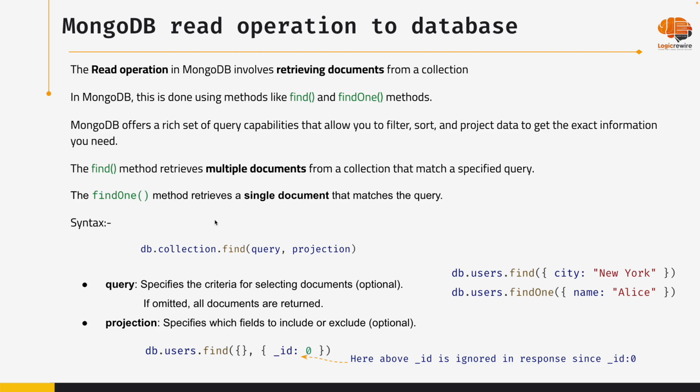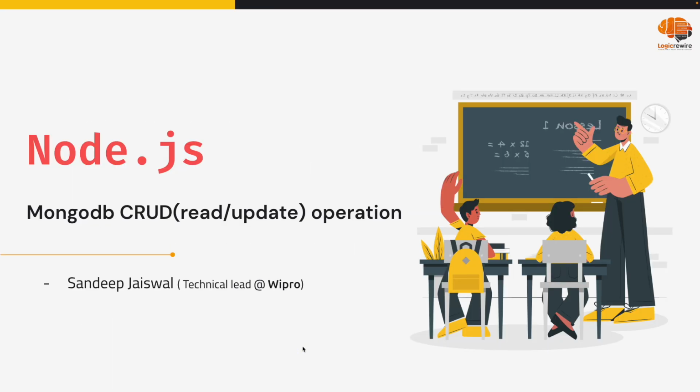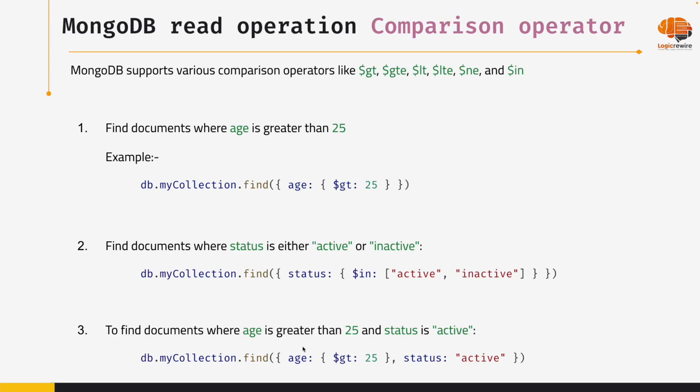So find and findOne, all understood? findOne gets only one record, find gets multiple records, and then there is the projection with _id. I think I have discussed all these already.